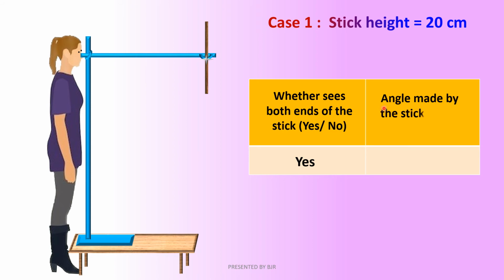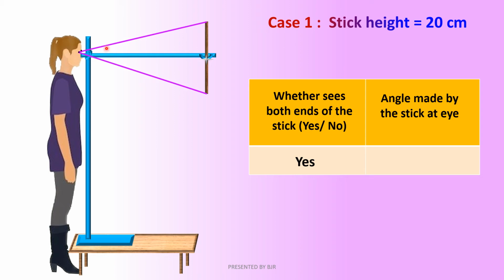Next, the angle made by the stick at her eye. Here, the stick is making some angle at her eye. We have to measure that angle. To measure the angle made by the stick at our eye, we have to draw two line segments from the two ends of the stick. This is the first line segment I am drawing from the end of the stick here to here, and this is the other line segment I am drawing, and these two line segments are making some angle at our eye that we are going to measure.